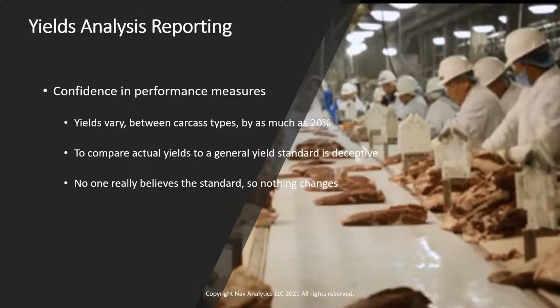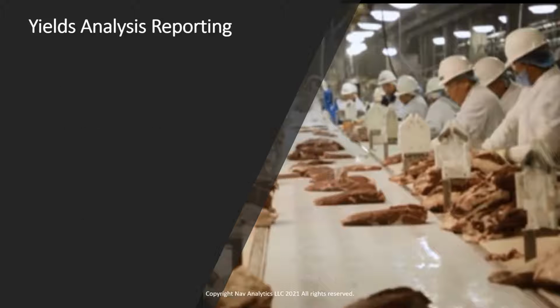No one really believes the standards, so nothing changes. If people see the number but aren't sure what was associated with it, there's nothing they can do to make an improvement. You can't hold people accountable to a vague standard. If it's just a general "you guys were a little tight yesterday," they're not sure what to do, and you can't really tell people, "Hey, you screwed up yesterday." They're not sure what's going on.